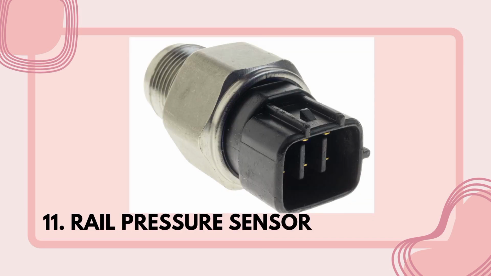Next in the picture is the rail pressure sensor. It is a sensor that monitors fuel pressure in the common rail, and the function of the rail pressure sensor is to send data to the control unit to ensure the pressure stays within the correct range for efficient combustion.